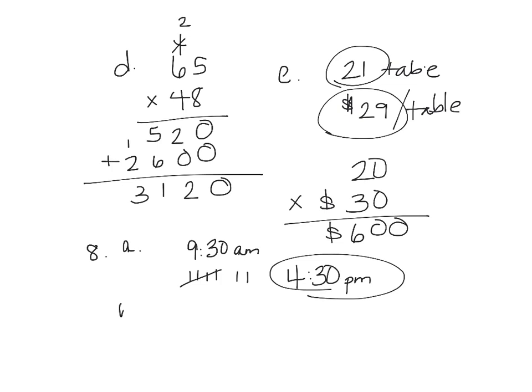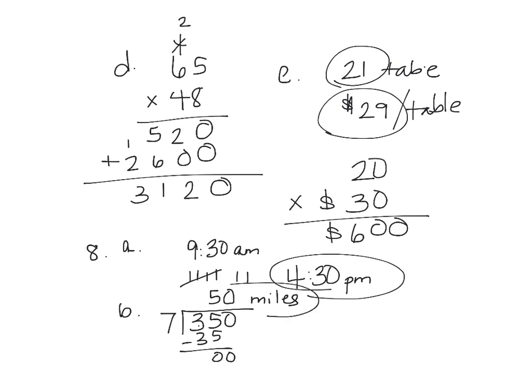All right, so let's go to B. If Tamara traveled 350 miles in 7 hours, then she traveled an average of how many miles per hour? All right, so 350 miles in 7 hours. So let's divide that out. 7 can't go into 3, but it can go into 35 5 times. 7 times 5 is 35. 0, 0, 7 can't go into 0, but we do need to put our 0 up there. So 50. So the answer for B is 50 miles. She can travel 50 miles in an hour.